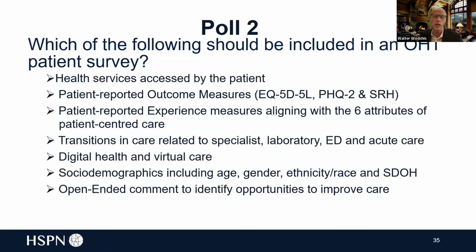Should we have these patient-reported outcomes? Should we have the experience measures aligned with the 6 attributes that I talked about before: easily accessing care, having someone to count on, being heard, and knowing what to expect? Should we have these transitions-related questions relating to specialists, laboratory, emergency department? Should we have digital and virtual care options in there? Should we include these sociodemographic questions, including age, gender, ethnicity, and social determinants of health? That's 9 questions we have in there right now. Maybe we could reduce, but I think we're finding value in each of them. And we also have an open-ended comment for people to identify opportunities to improve care.